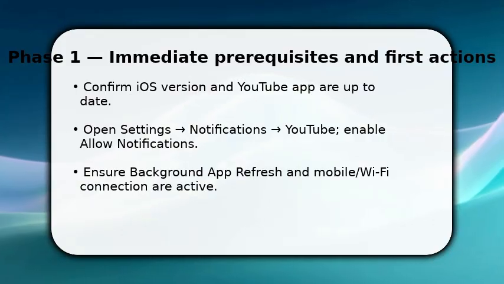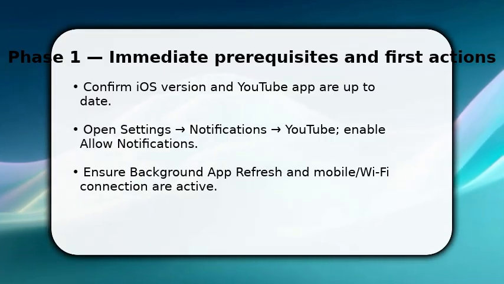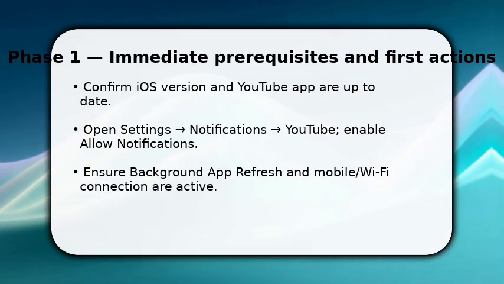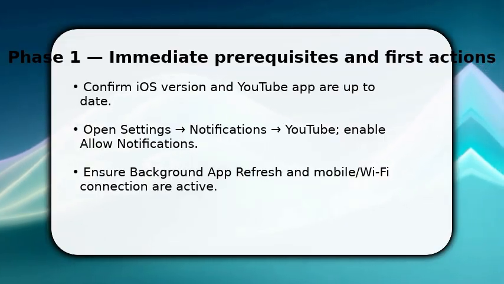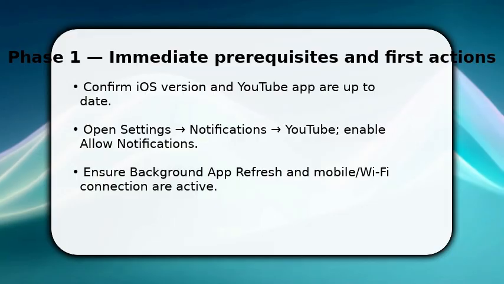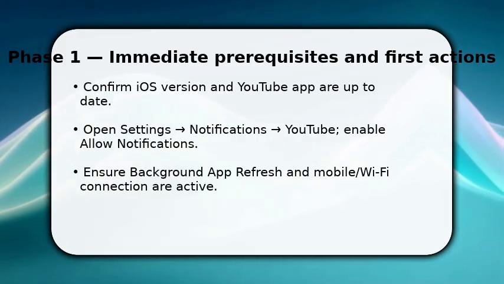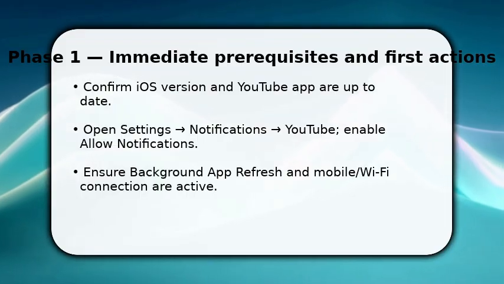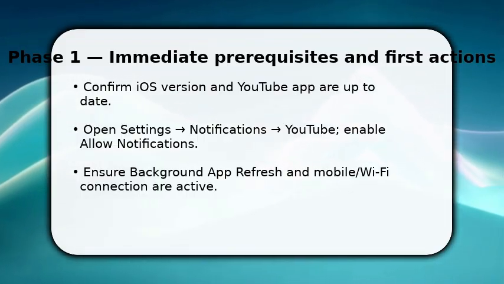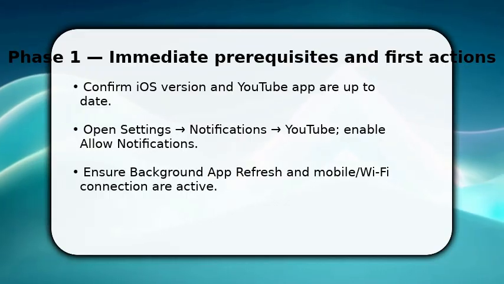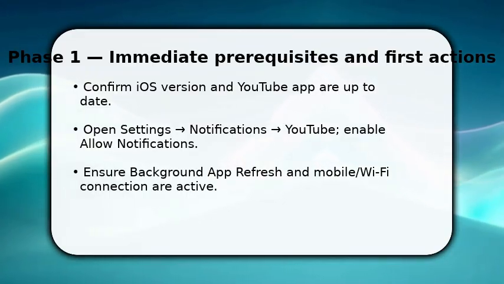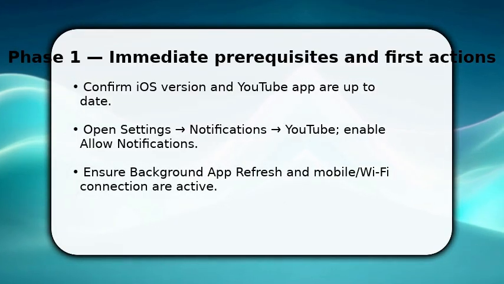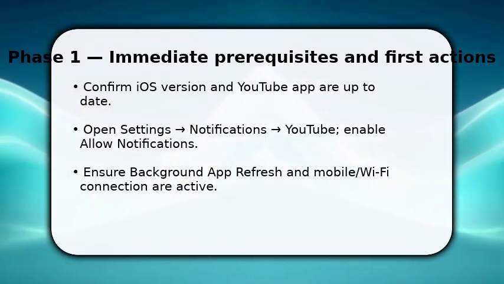You start by checking prerequisites fast. Make sure iOS and the YouTube app are updated and your phone is online. Open Settings, go to Notifications, find YouTube and enable Allow Notifications. This unlocks banners and badges. Once done, return to the YouTube app and allow in-app prompts when asked, because iOS needs both app and system permission. Make sure background app refresh is on for YouTube so notifications can be delivered when the app isn't active.